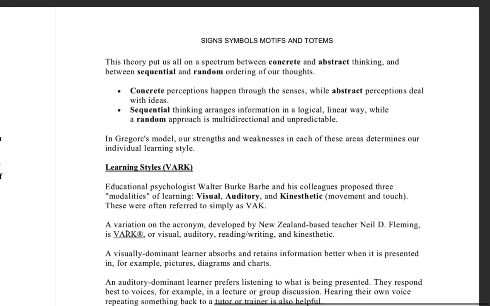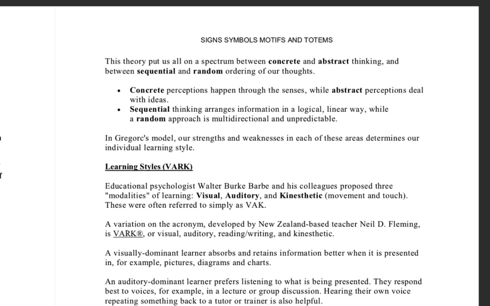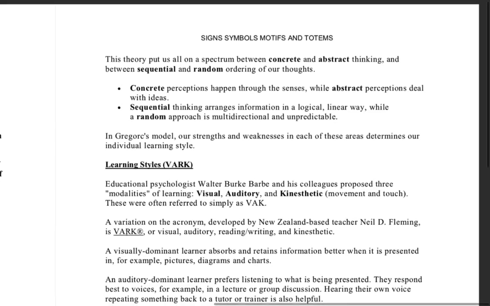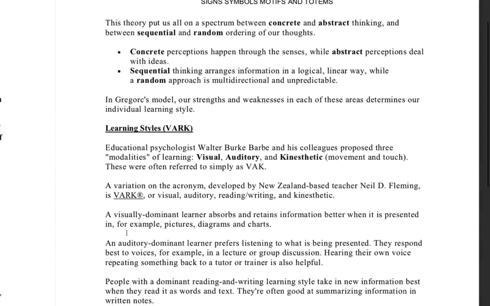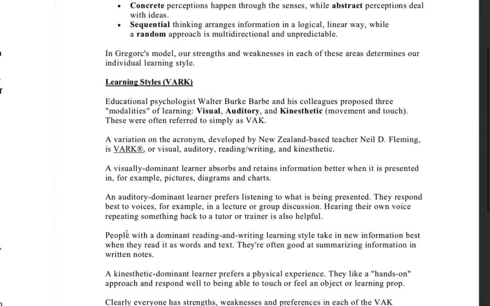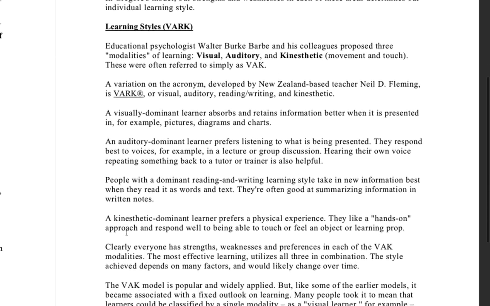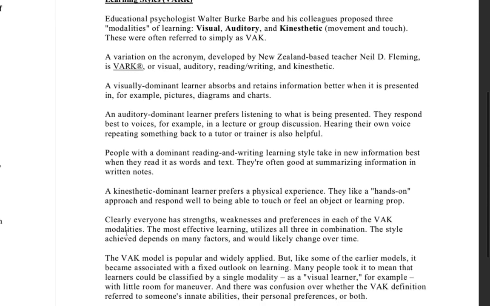Anthony Gregorc's mind styles. Anthony Gregorc and Kathleen Butler went into more detail on how we think and how this might affect the way we learn. This theory put us all on a spectrum between concrete and abstract thinking, and between sequential and random ordering of our thoughts. Concrete perceptions happen through the senses, while abstract perceptions deal with ideas. Sequential thinking arranges information in a logical, linear way, while a random approach is multi-directional and unpredictable. In Gregorc's model, our strengths and weaknesses in each of these areas determine our individual learning styles.